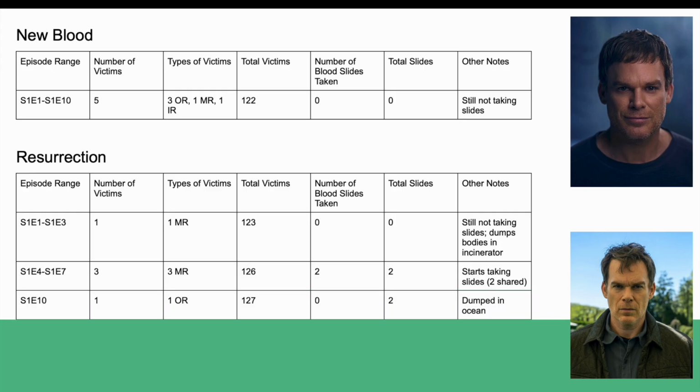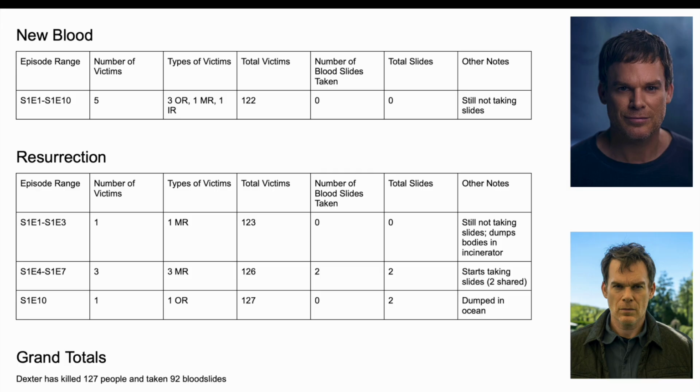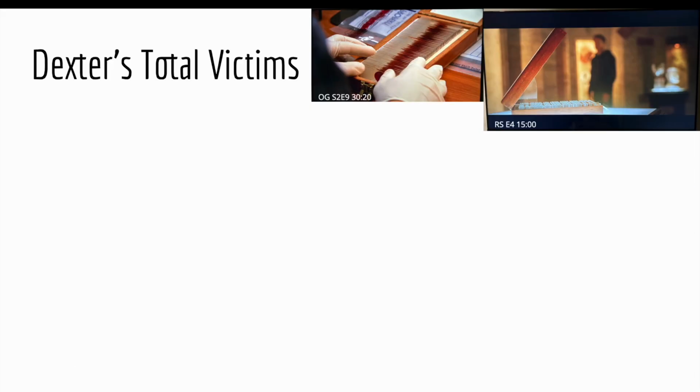And finally, in the last episode, he kills 1 person, he kills Prater, and he dumps him in the ocean. He does not take a slide because he says that Prater is not worthy of a slide. He doesn't want to remember him. So the grand total across all 4 series of Dexter is that Dexter has killed 127 people and taken 92 blood slides. So some more information about Dexter's total victims. At this point, he's killed 127 and taken 92 total blood slides.